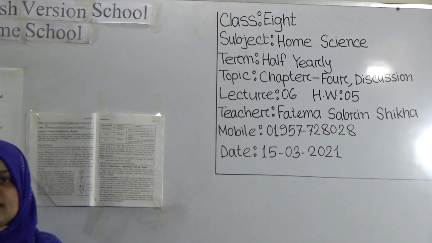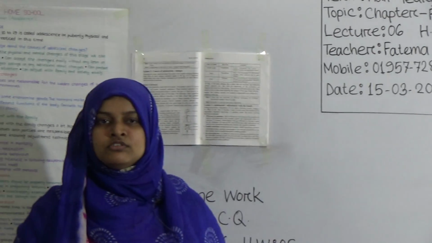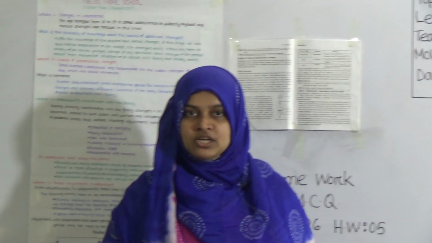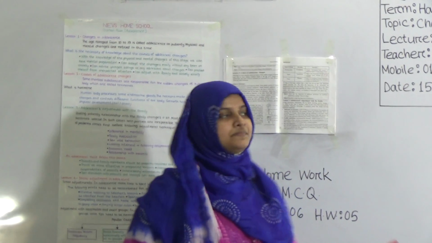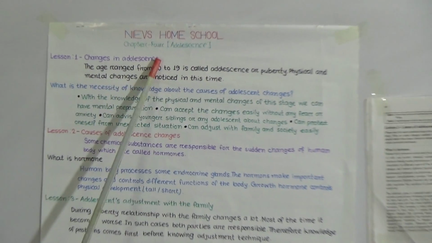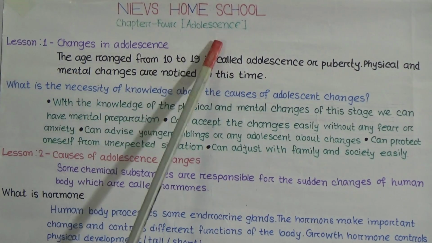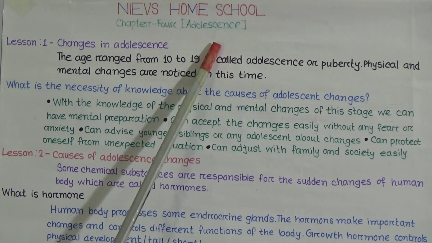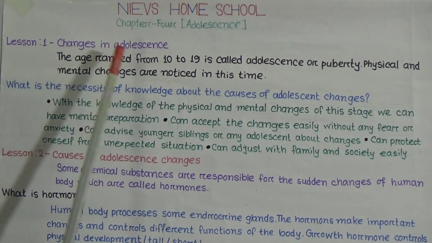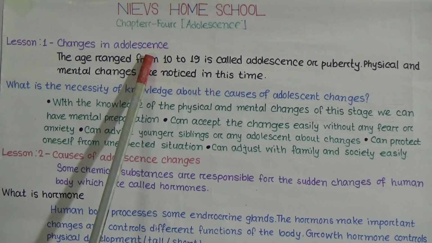Students, please take your textbook. We are going to discuss the chapter. So let's start. Chapter 4, named Adolescence. In this chapter, we are going to learn about adolescence. Lesson 1, changes in adolescence.